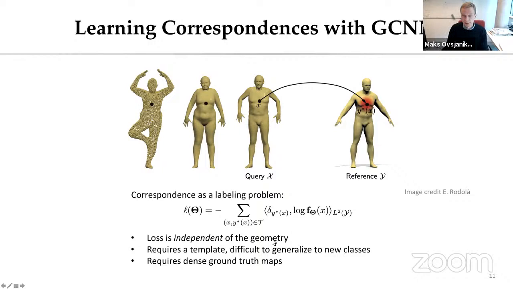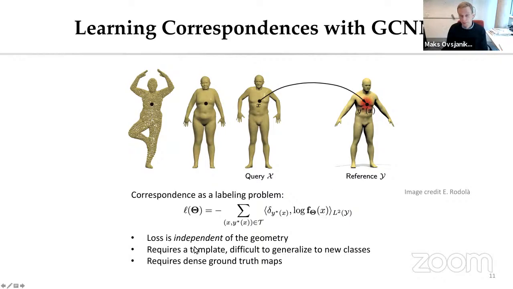First of all, this loss is independent of the geometry in the following sense. Suppose that for this point x, the ground truth prediction is y star, but I actually predict some point nearby. Whether I predict a point nearby or a point very, very far away, the loss is going to be the same, right? This is an issue because sometimes we're willing to make small errors.